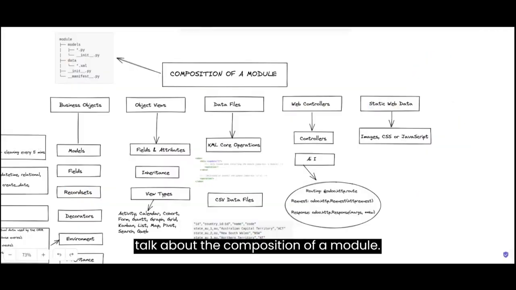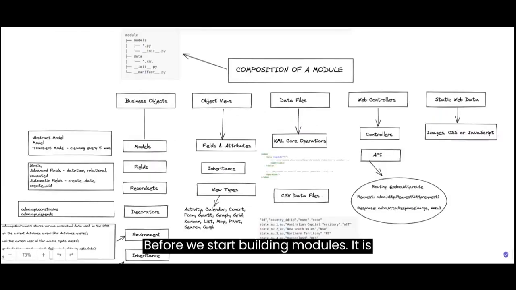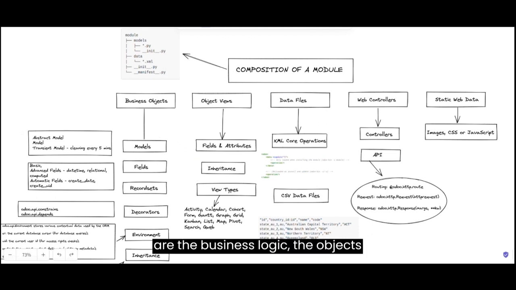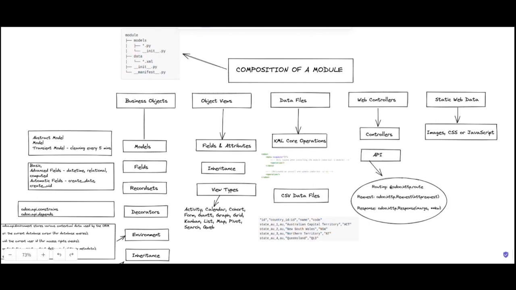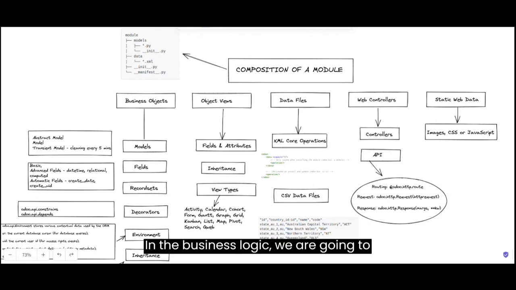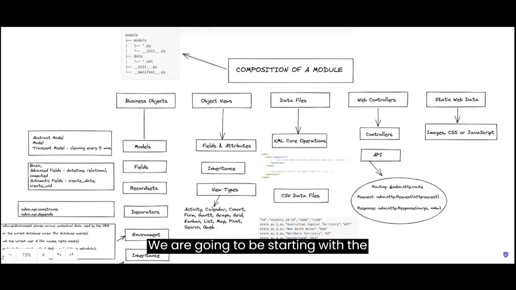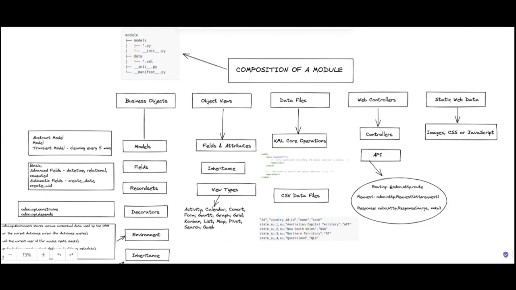Let's talk about the composition of a module. Before we start building modules, it is important you know the composition of a module. And these are the business logic, the object view, the data file, the web controllers, and the static data. In the business logic, we are going to dive into models, fields, record sets, decorators, and inheritance. We are going to be starting with the basics of these concepts, and we dive deeper so that you don't get bored or tired.